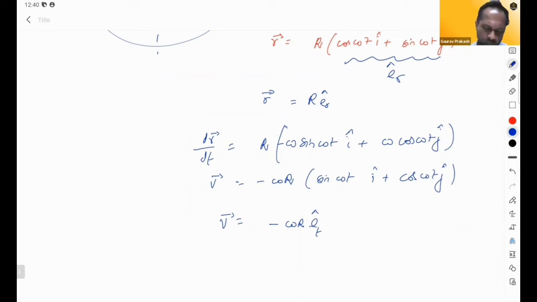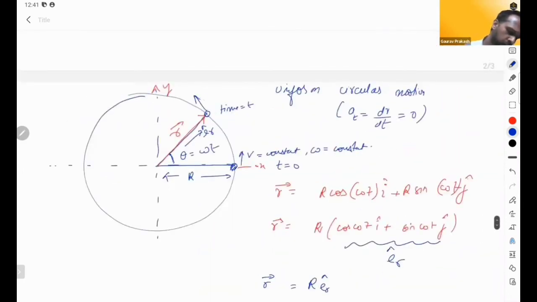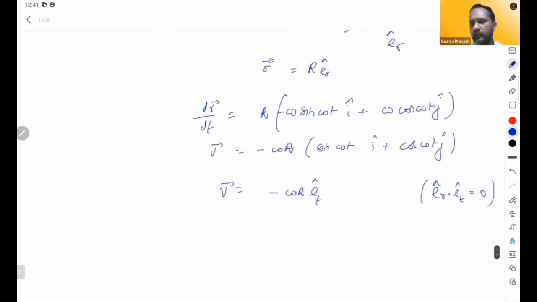So you can ask me, how do I know that it is tangential? I know that er dot et will be 0. The dot product of two perpendicular vectors is 0. Right. Fine. So this is in this direction, et. So I have proved that velocity is always tangential. Sir, that will be minus sin omega t i plus cos omega t. Sorry. Okay. Did you understand, Gurshish, up to here?